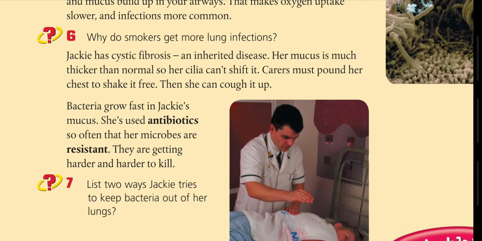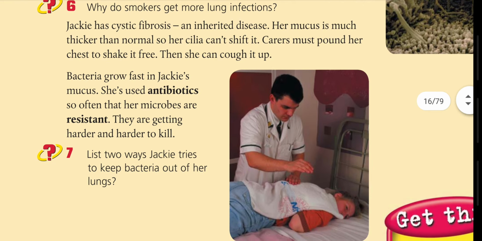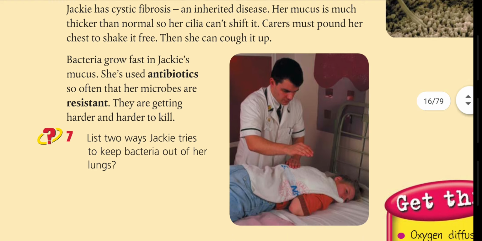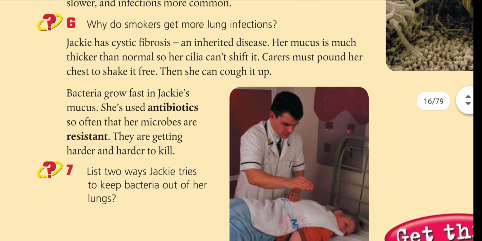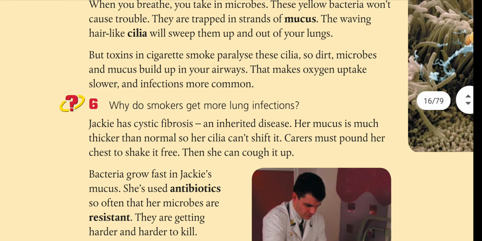But because of this reduced ability for the exchange of gases, we can see here that the bacteria grow faster inside their bodies, and they have to take antibiotics to fight the microbes' resistance, and also to get rid of them. They are harder and harder to kill, and dealing with them is very difficult.